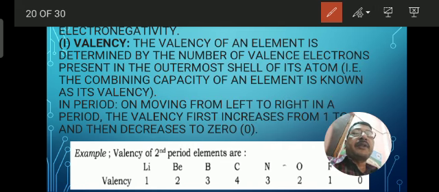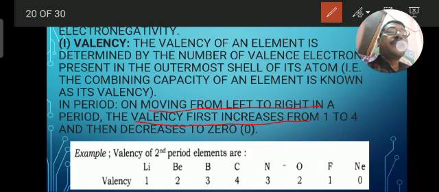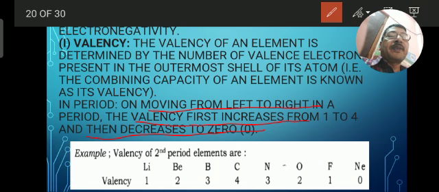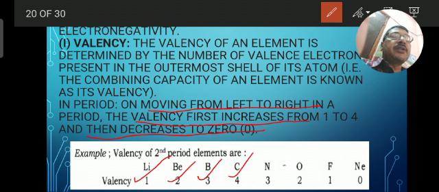In the period, on moving from left to right, the valency first increases from 1 to 4 and then decreases to 0. Suppose lithium. Okay, valency increases. First 1 is there, then 2, then 3, then 4. It is the first period. If you see the modern periodic table, it will be the first period. Okay, so 1 to 4 it is increasing. After that decreasing up to 0.